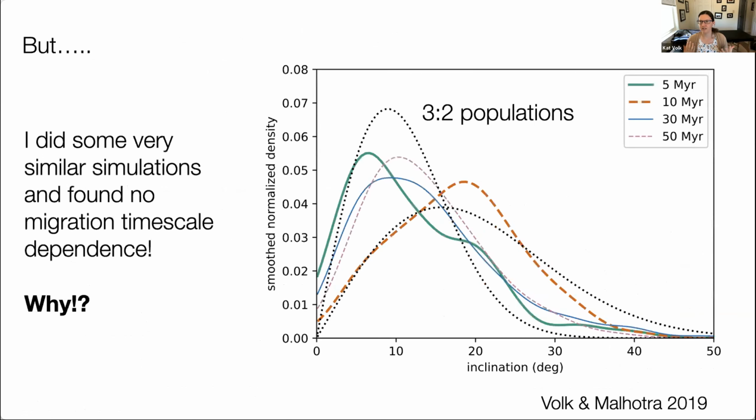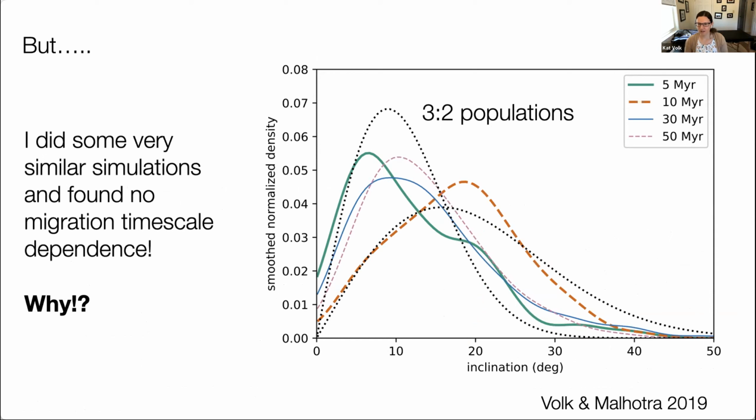But I had been sitting on some very similar migration simulations and was just puzzled because it was not at all what I saw in my simulations. So this is that same kind of plot, the inclination distribution of the plutinos. And I didn't find any dependence on the migration time scale. So my 10 million year migration time scale was the hottest inclination distribution, and 50 million years was dynamically colder.